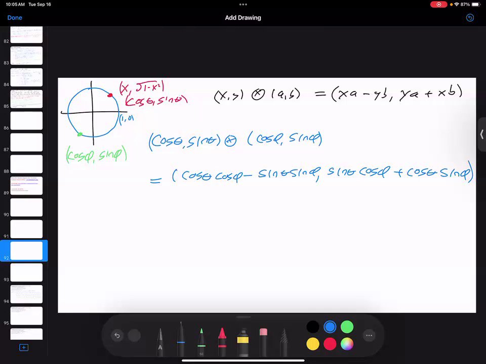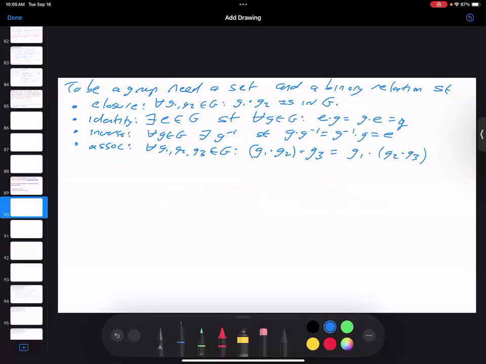Yes. What is the first component? Cosine theta plus phi. And what's the second component? Sine theta plus phi. And that's in G. So this shows that if I take any two elements in G, it's closed. We have now done closure. So for our example, we've got closure, we've got the identity. Now we've got to figure out, are there inverses? And then is there associativity?